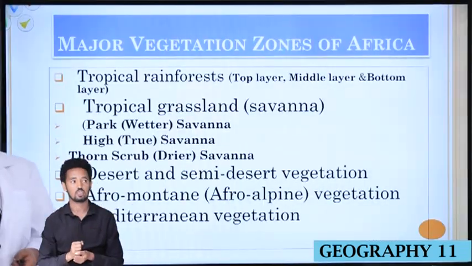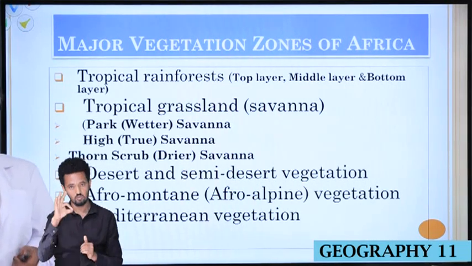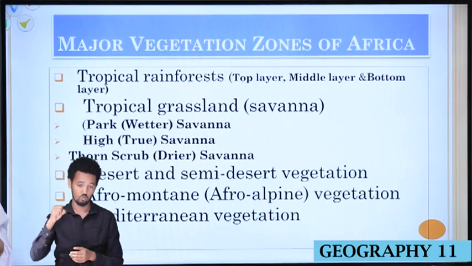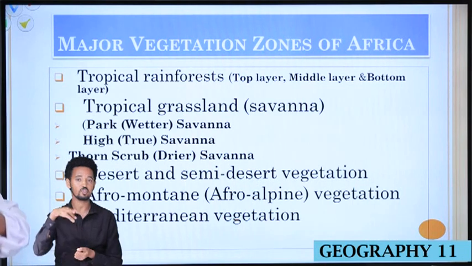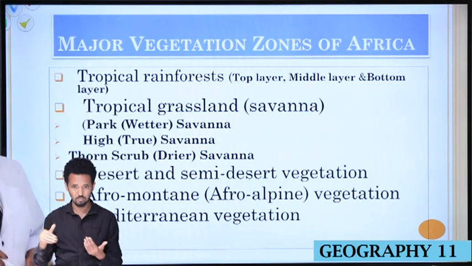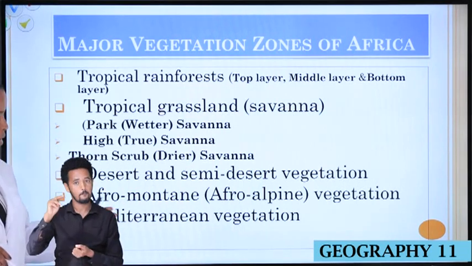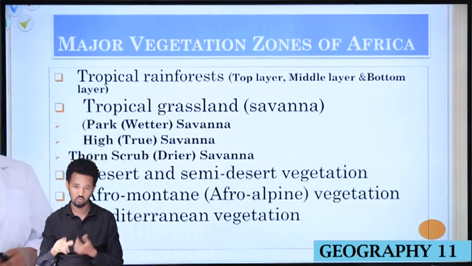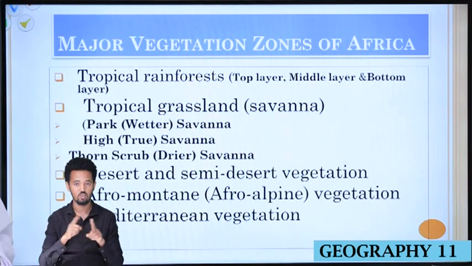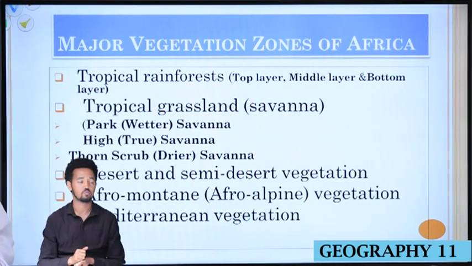The Mediterranean vegetation is mostly found in the southwest and northwest extent of Africa. It generally dominates the Maghreb region. This zone is dominated by maquis, citrus fruits, and wild olives found in the Mediterranean region.